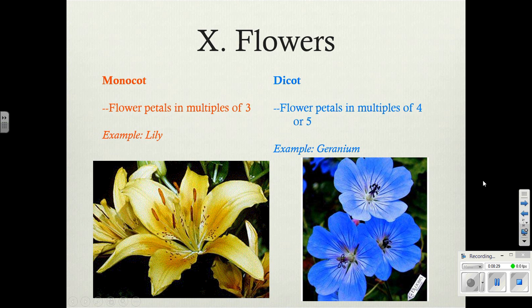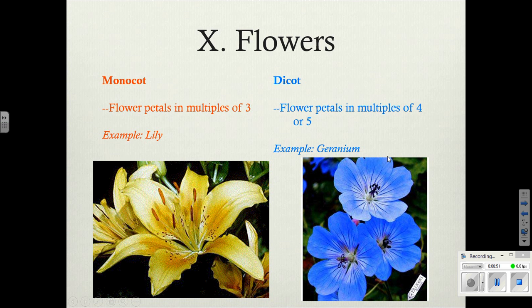And then for flowers, if you look at a monocot, their flower petals are in multiples of 3, like a lily, and you can literally count 1, 2, 3, 4, 5, 6. It's got 6 petals. That's a multiple of 3. And in a dicot, their petals are going to be in multiples of 4 or 5. So if you look at the geranium, 1, 2, 3, 4, 5, 5 petals, so it's a dicot.